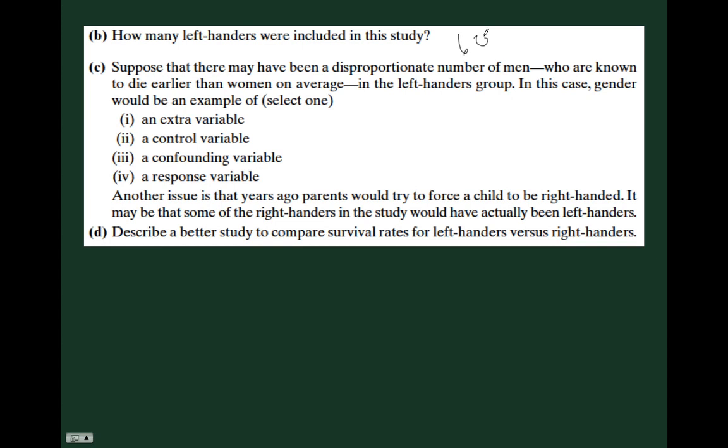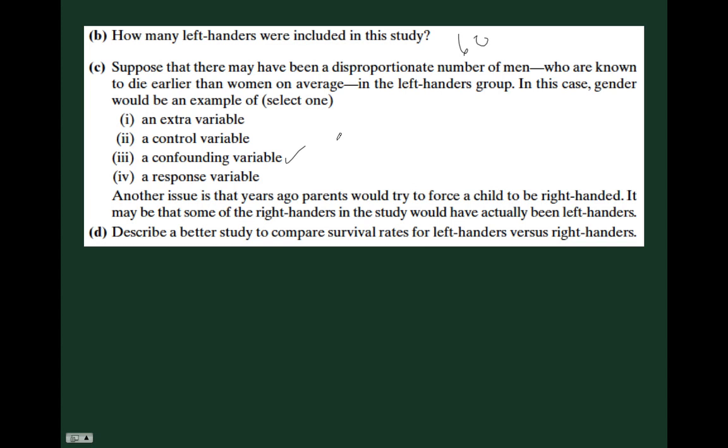So, suppose that there may have been a disproportionate number of men, who are known to die earlier than women on average, in the left-handers group. In this case, gender would be, again, another example of a confounding variable. Another issue is that years ago, parents would try to force a child to be right-handed. It may be that some of the right-handers in the study would have actually been left-handers. And I think this is a really important thing as well.